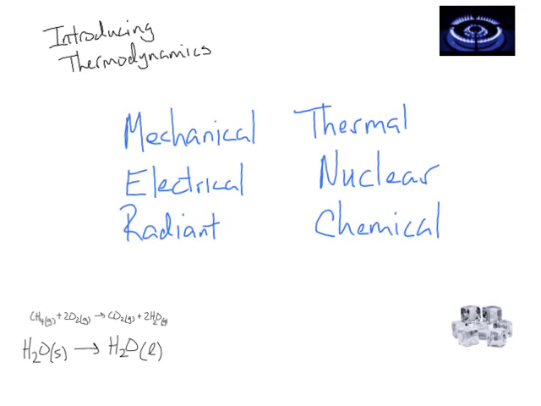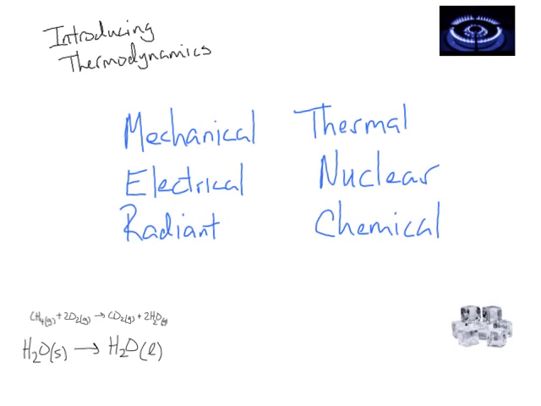Then we have electrical energy. This is the energy associated with charges, with positive charges and negative charges, and having them separated from one another. We know that positive and negative attract each other, so there's some force, some energy associated with that attraction. That's electrical energy. Then we have radiant energy. Think about light. Think about the light that's coming out of a flashlight, or the light that's coming down to us from the sun. That would be radiant energy.